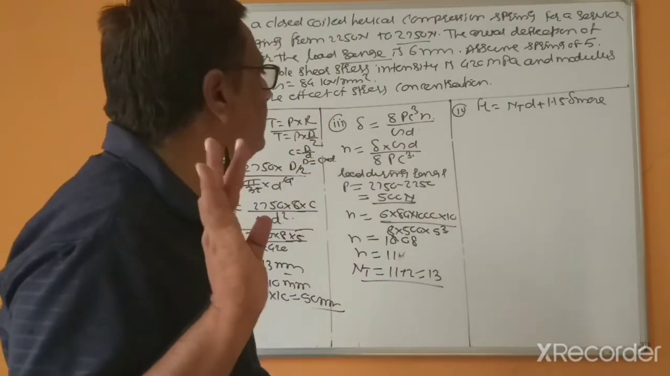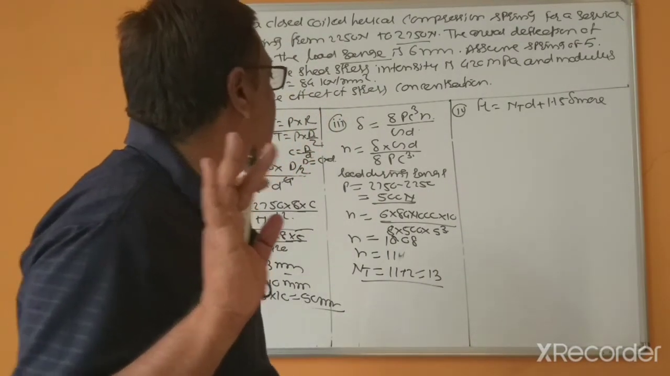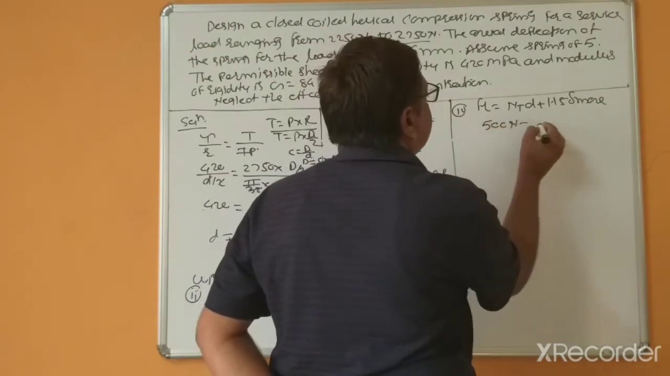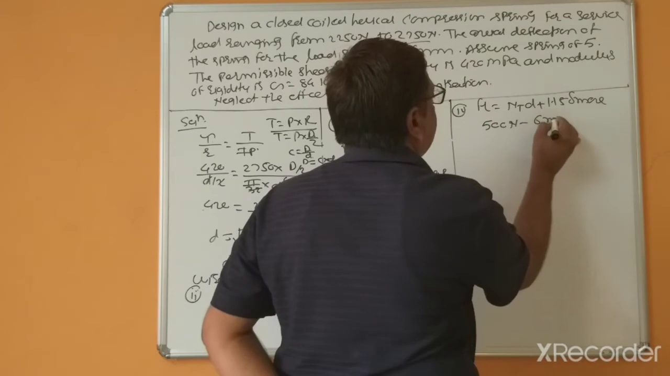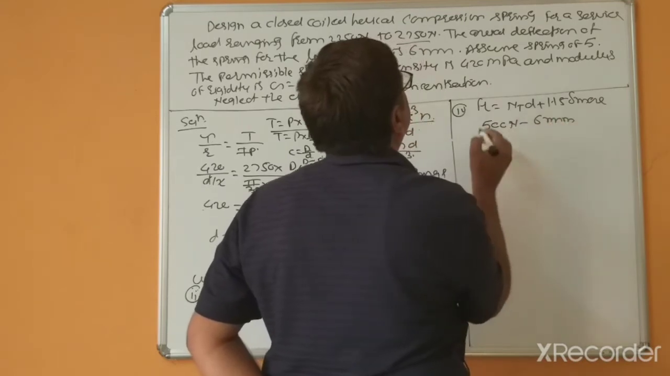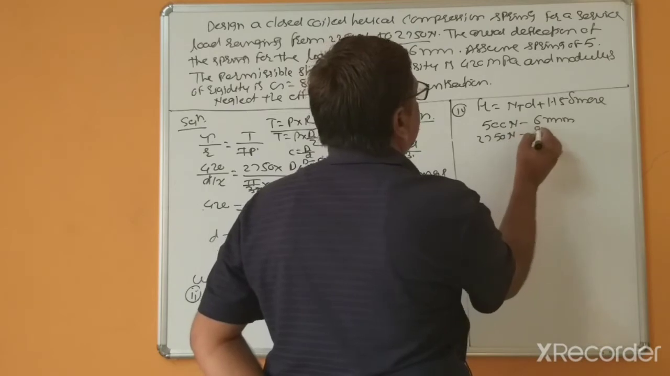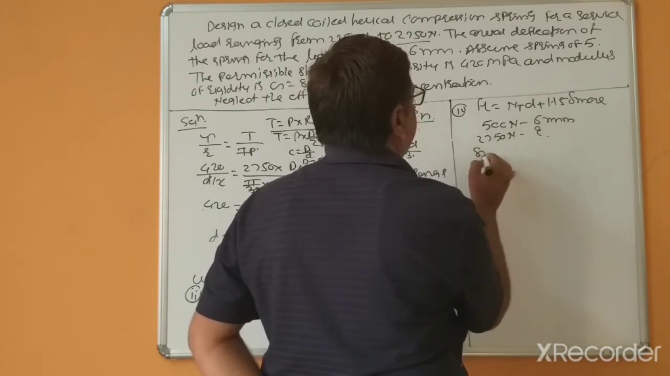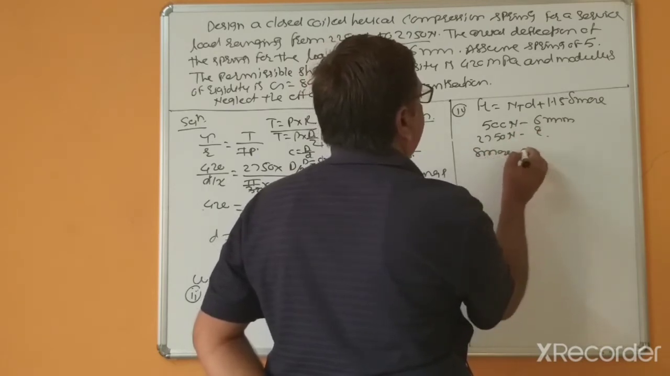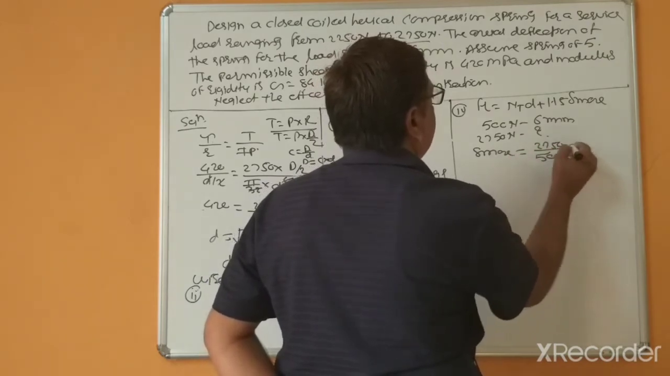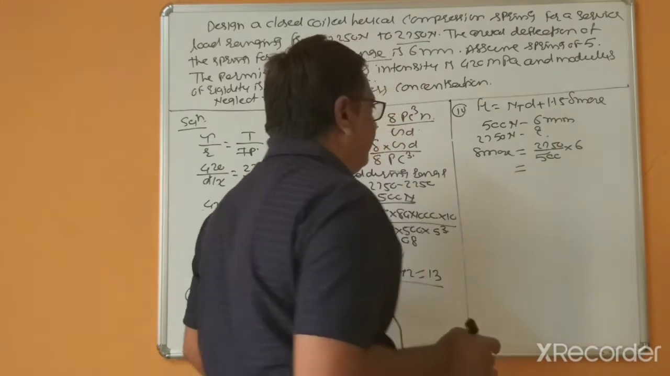Now we require this delta max, because for 500 newtons, this is 6 mm. So for a 2750 newtons load, equal to how much? That's why delta max equals 2750 divided by 500 multiplied by 6.